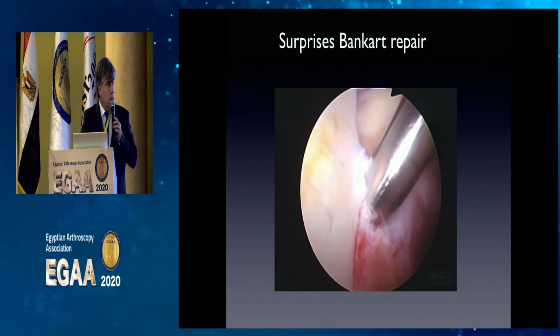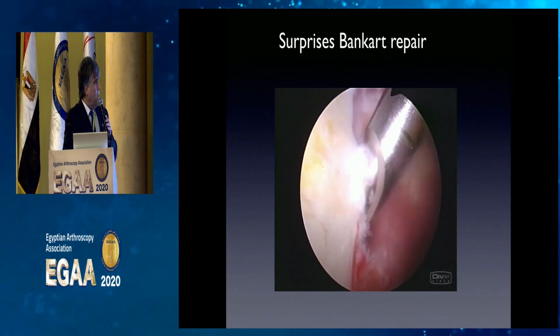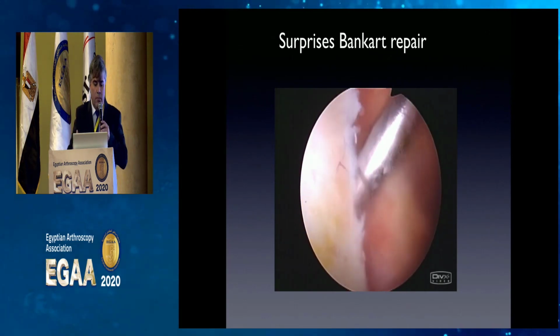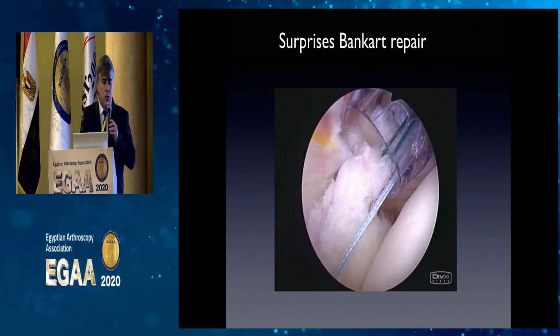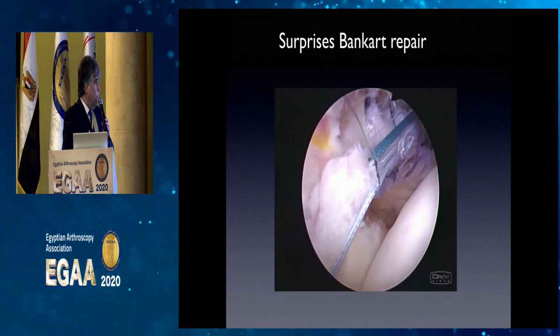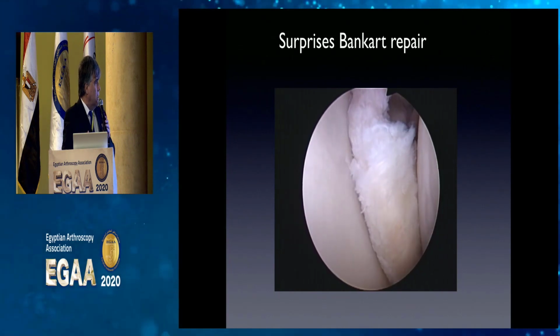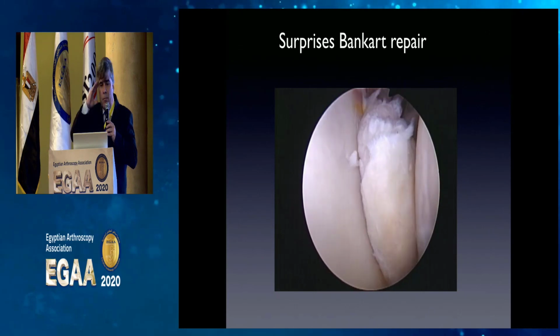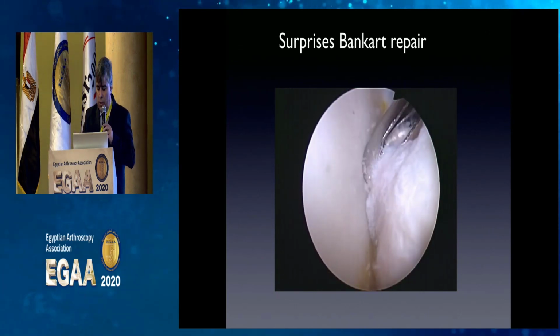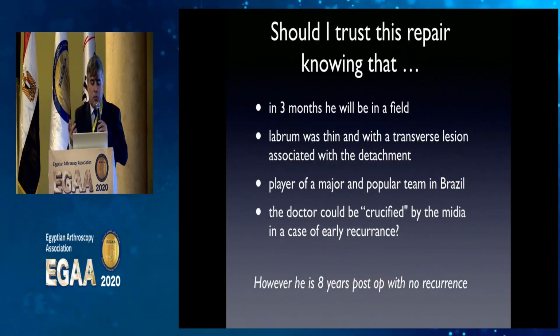But sometimes we see what I call the surprise Bankart repair. We have everything to do a Bankart, we get in the joint, but then there is also a transverse lesion, which makes our procedure much more difficult because you have to retension, and the quality of the bone is poor. When I looked at this case, I said, well, maybe I should have done a Latarjet procedure. Should I trust this repair?